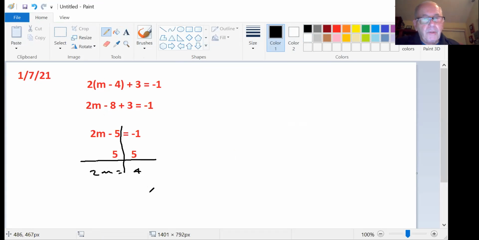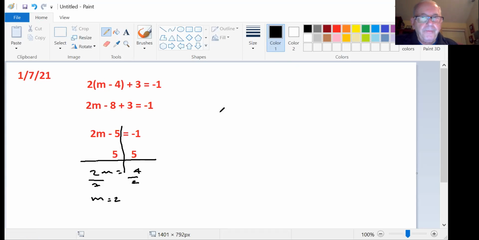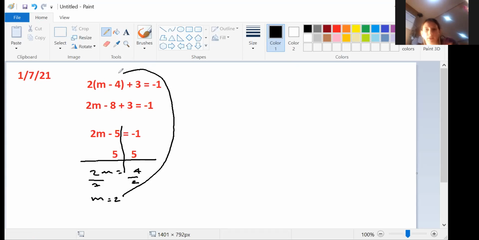And what's the last step? What do we do? So now we divide by 2 on both sides. So m is equal to 2. Okay. So now what's the last thing we do? What's step number 5? Anybody? So now you check. You plug in to where m was and check.